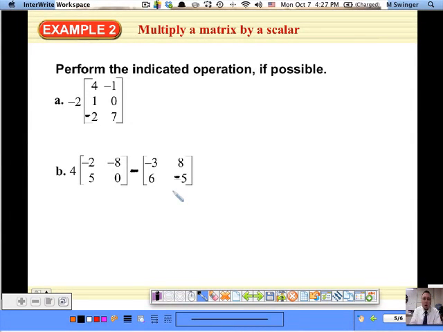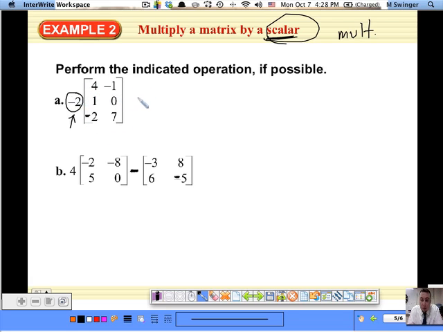Example number 2, we're going to multiply a matrix here by what we call a scalar. Now a scalar is basically a number, okay? This is called the scalar right here. This is a scalar outside. So outside of the matrix we call a scalar. We call this scalar multiplication whenever you see this, because it means -2 times the whole matrix, scalar multiplication.